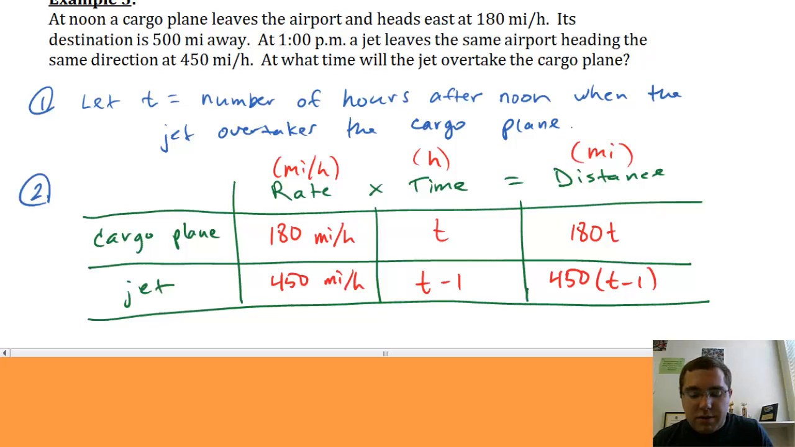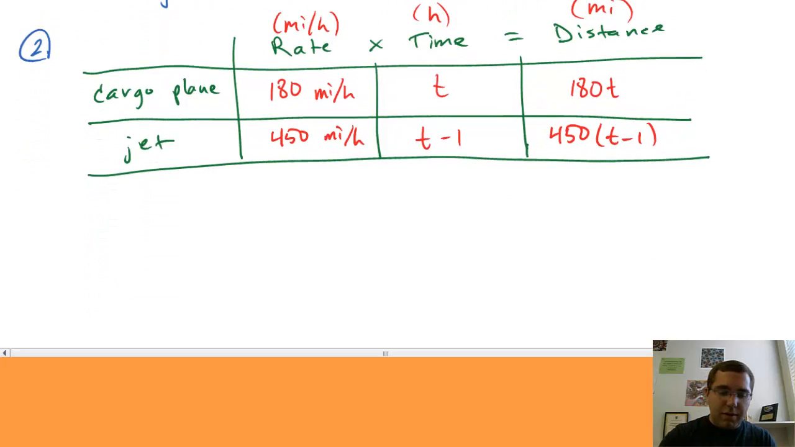What equation does that give me? Well, when the planes meet, what's true about them? Their times are not the same, but the distances that they've traveled are. They left from the same airport, and when they meet, they are at the same place. So their distances must be the same at the time that they meet. So I can write this equation. 180 t equals 450 times t minus 1. Because when they meet, they will have each traveled the same distance.